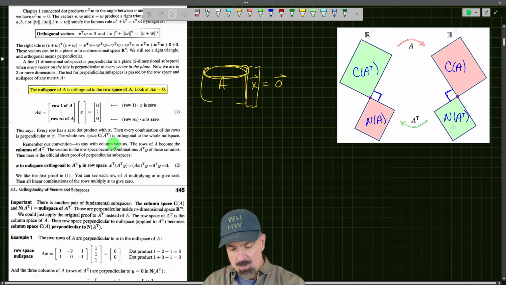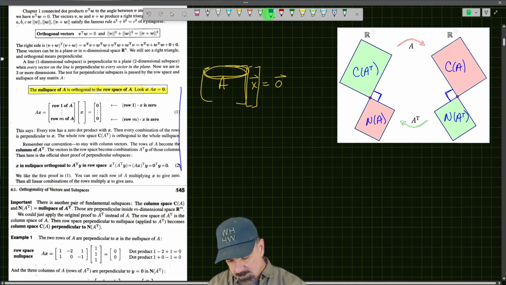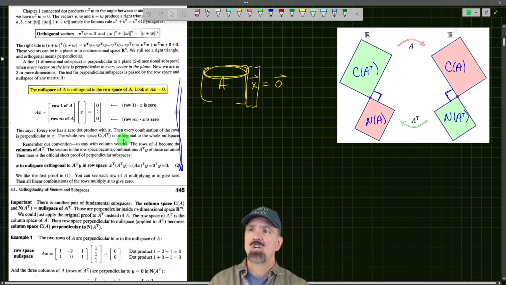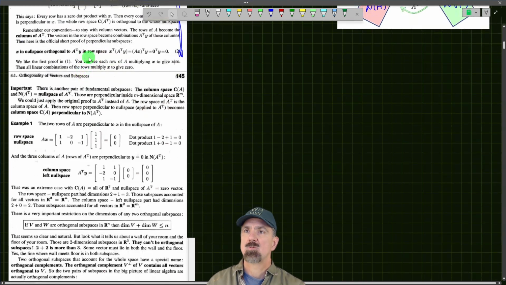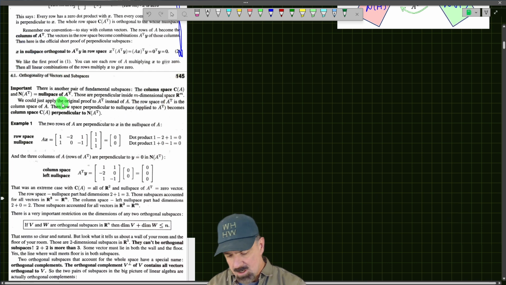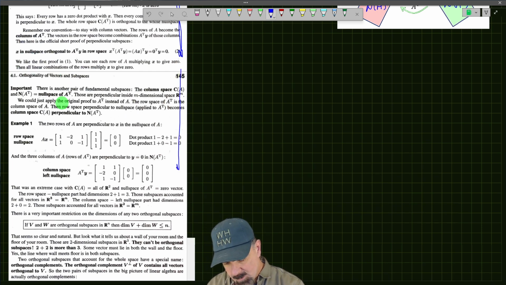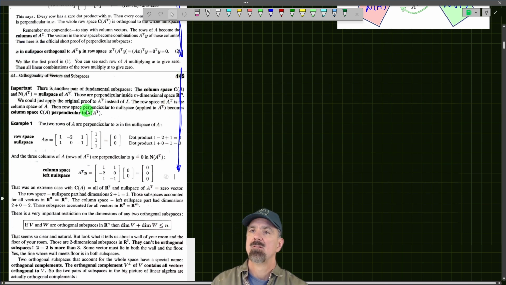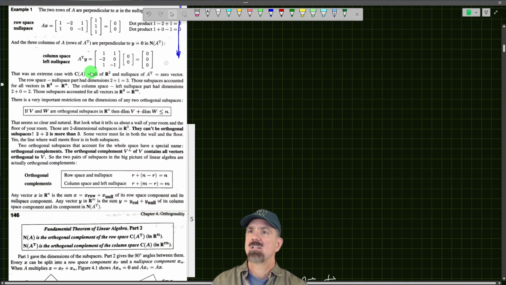Make sure you read through all of this content because there's good information here as he talks through and explains why these subspaces are orthogonal to one another. It continues on down here. He continues the conversation talking about the column space and the left null space. So we leave that for you to read. Then he has a conversation about orthogonal complements.